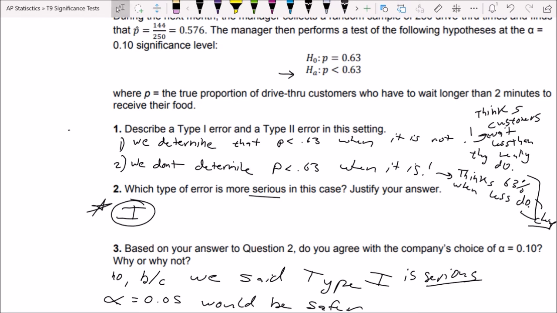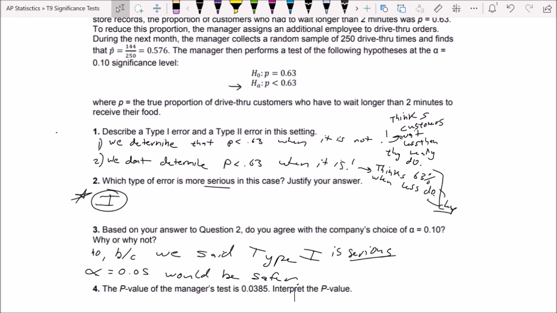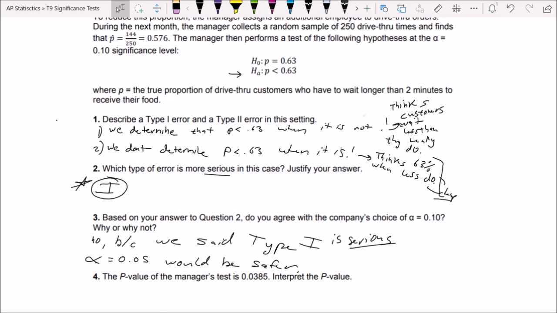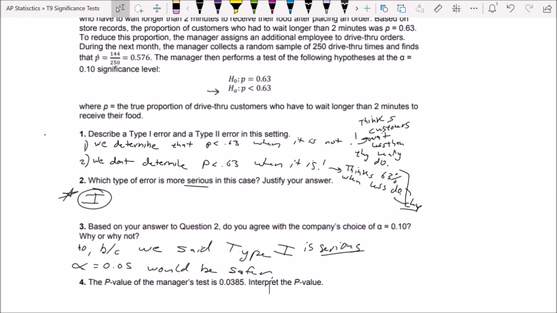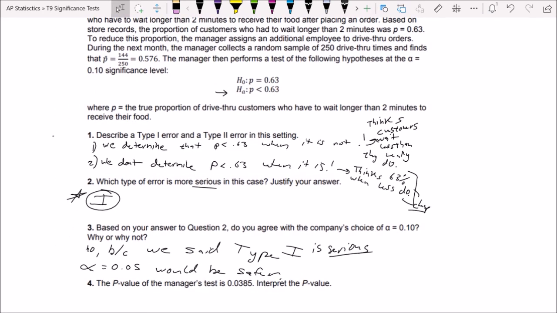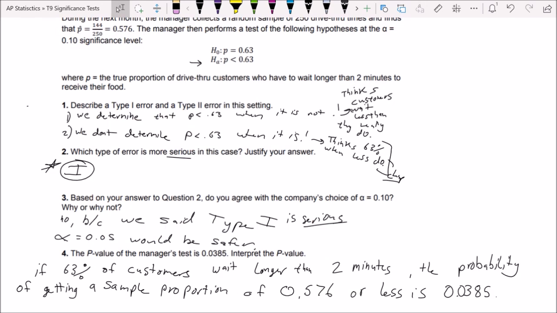Okay, we have this question again of interpreting a p-value, and so I want to invite you to give that a shot. They said the p-value of the test is 0.0385, so let's interpret that. If 63% of customers wait longer than 2 minutes, and that's talking about the population of customers, then the probability of getting a sample proportion of 0.576 or less, which is the measured p-hat value we had up above, is the p-value of 0.0385.